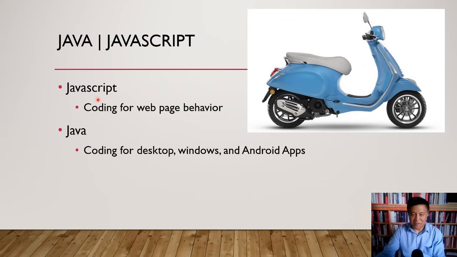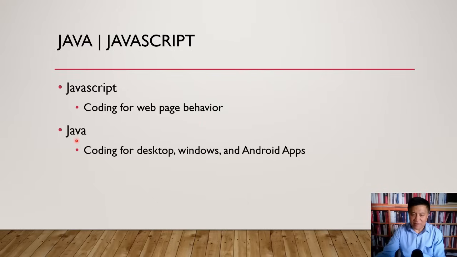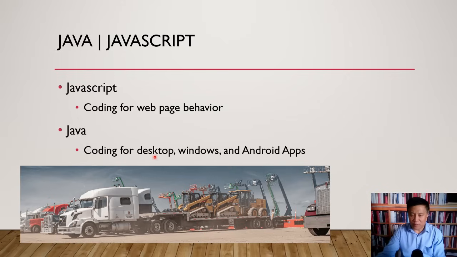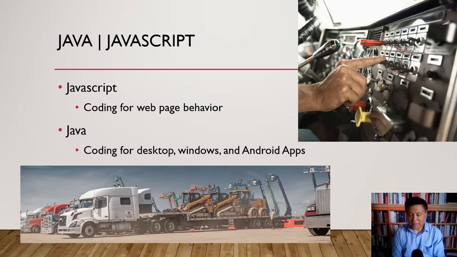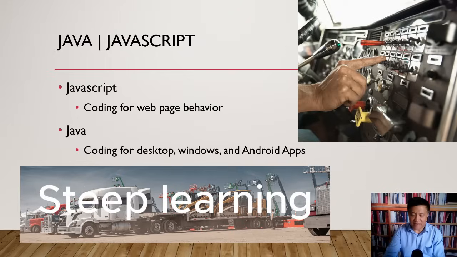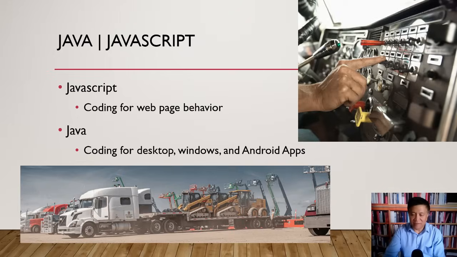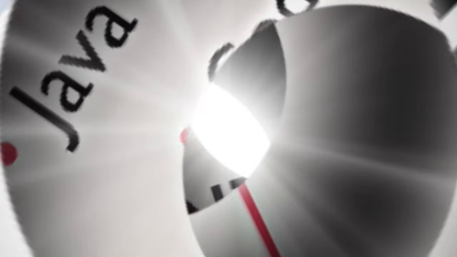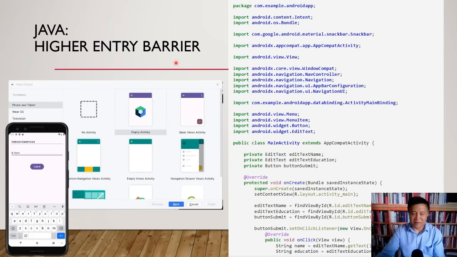First of all, Java and JavaScript are quite different. JavaScript is a lot easier. JavaScript is light. It is coding for web page behavior. JavaScript is used by a lot of people who design web pages. Java, on the other hand, is used for coding of desktops, Windows, and Android apps. It is very capable, but the learning curve is a lot higher. Unless you have a lot of time to dedicate, I don't suggest anyone start learning Java. Java has a very high entry barrier.